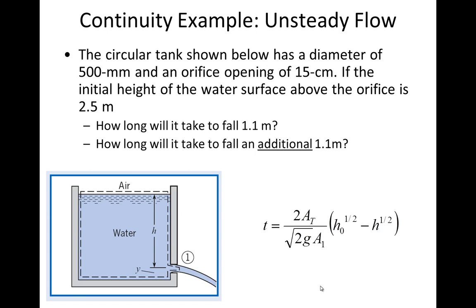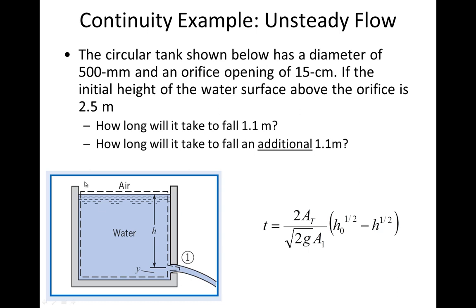And what's changing over time is that as the water level decreases, so does the velocity rate out of the orifice. We have a circular tank. The diameter of the top of the tank is given as 500 millimeters. In other words, it's a half meter in diameter. The opening of this orifice that water is shooting out of is 15 centimeters, 0.15 meters.